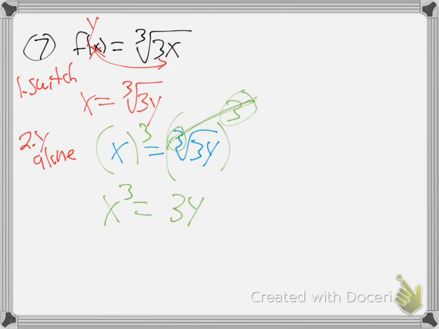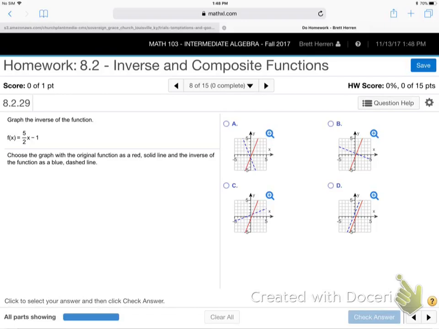Last step, solve for y. Divide by 3. Here it is. X to the third over 3. The inverse function. We happy? Okay, so there we go, number 8.